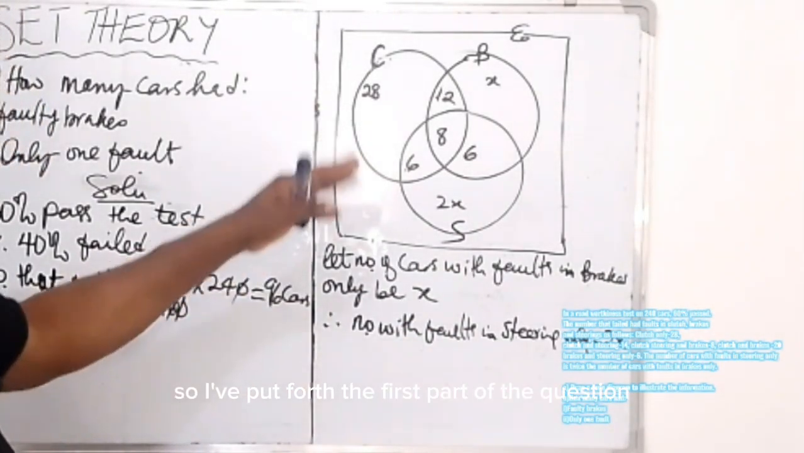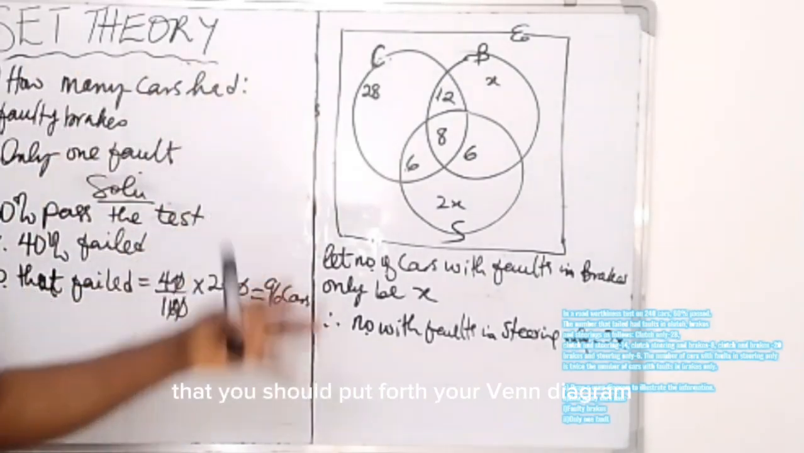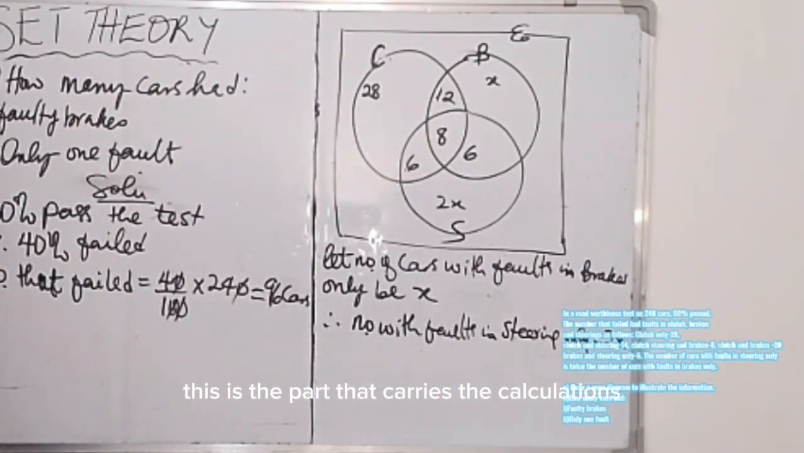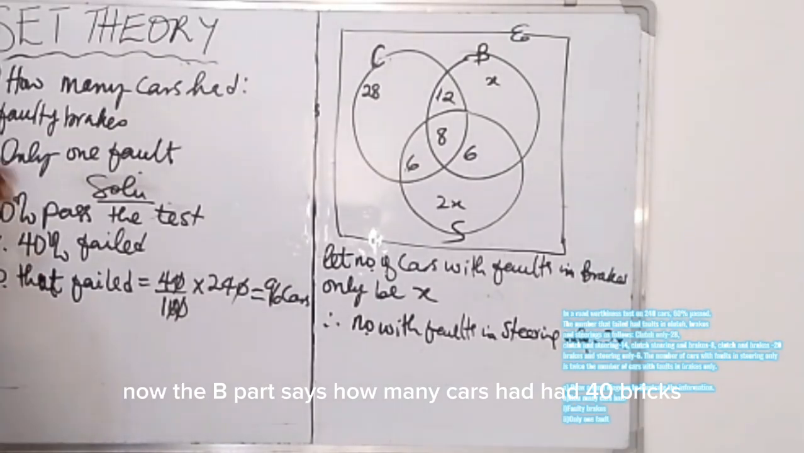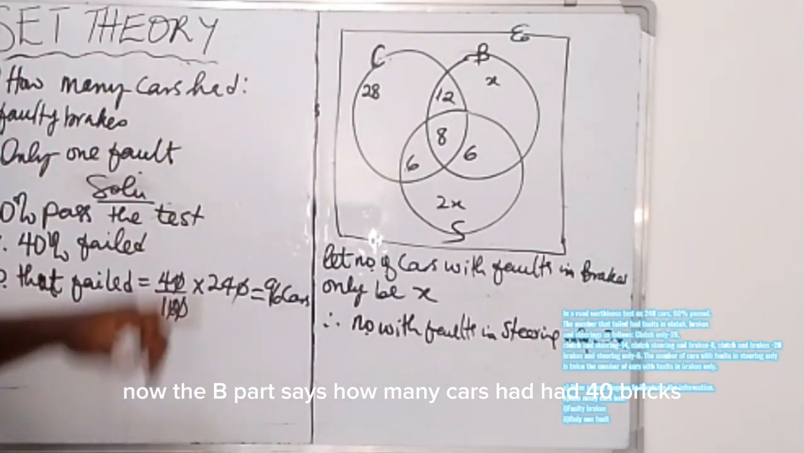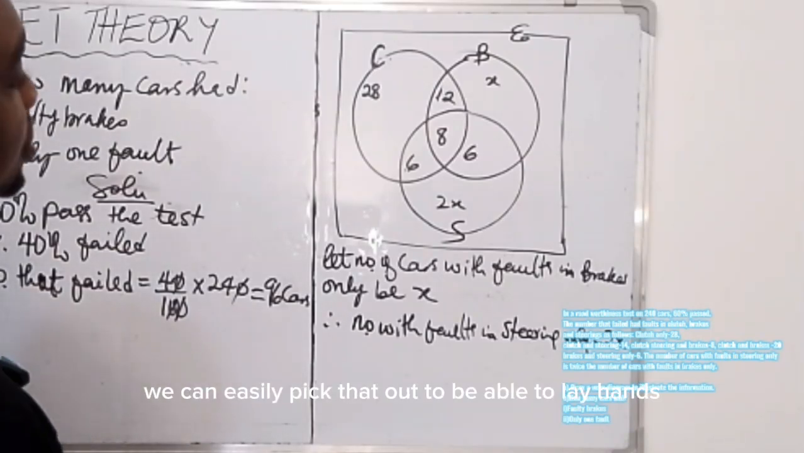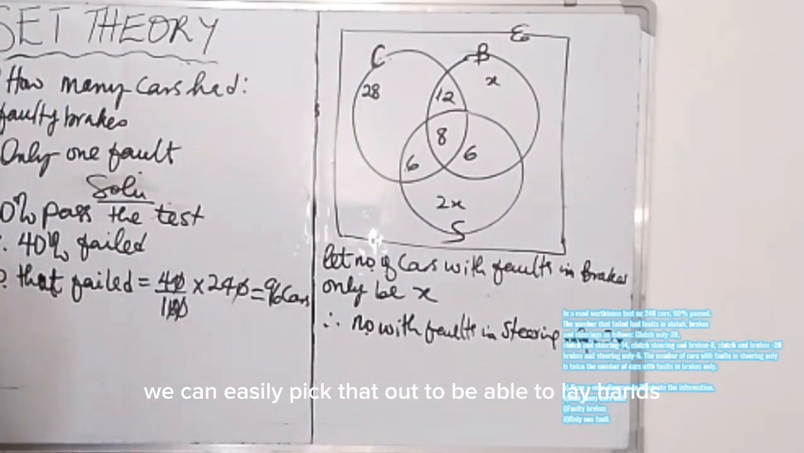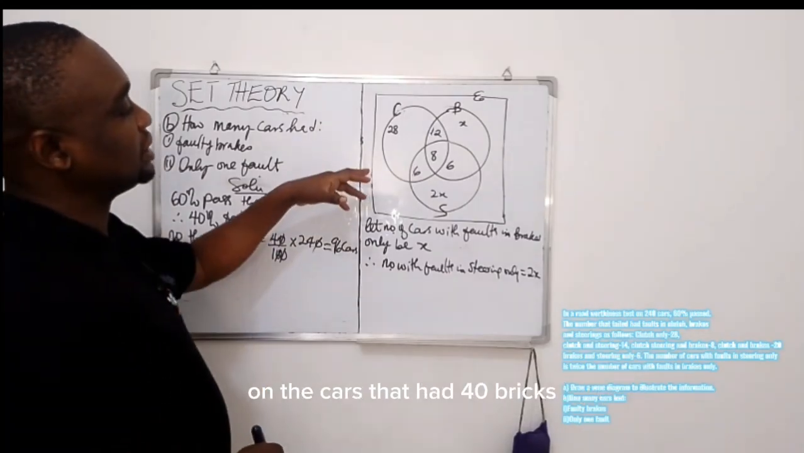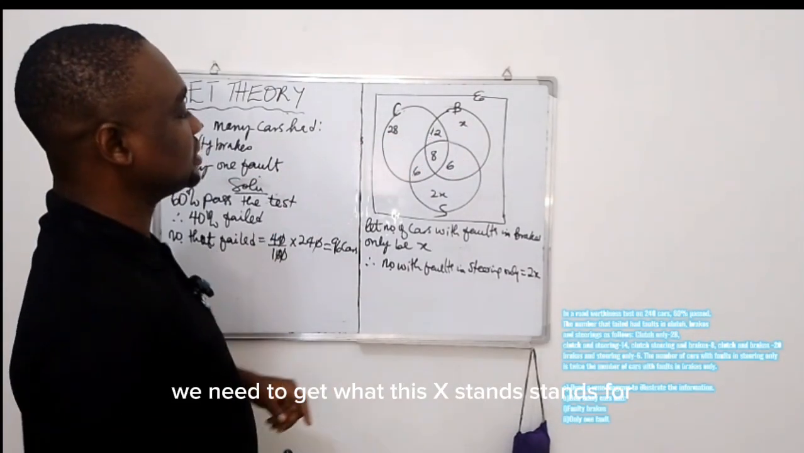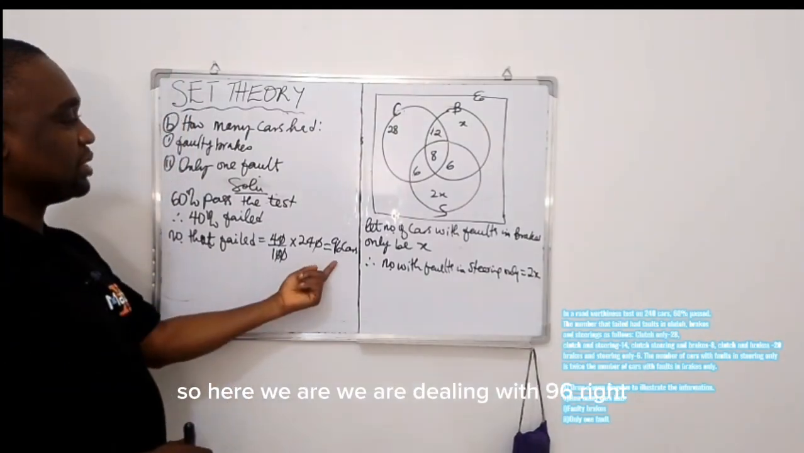So I've put forth the first part of the question, that you should put forth your Venn diagram. Then for the B part, this is the part that carries the calculations now. The B part says how many cars had faulty brakes. Now, to get the number of cars that had faulty brakes, we can easily pick that out. To be able to lay hands on the cars that had faulty brakes, we need to get what this X stands for. So here we are dealing with 96, right?